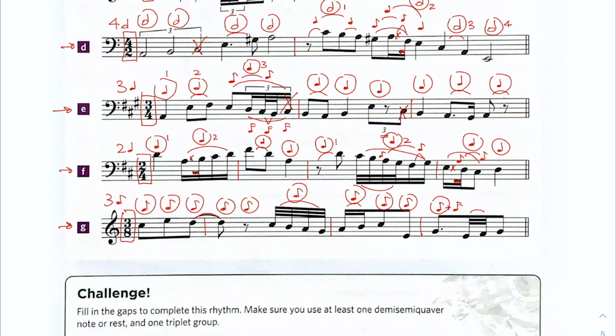These 2 demisemiquavers make 1 semiquaver. So these 2 together make 1 quaver. And this is quaver number 1, this is quaver number 2. This one is quaver number 3. So there are 3 bar lines for question G.